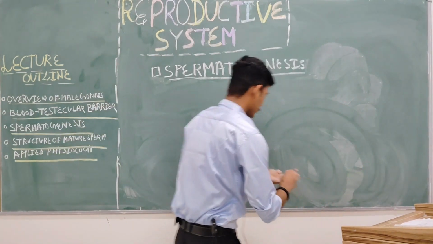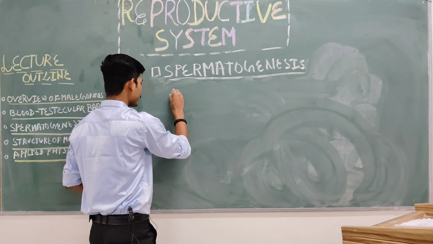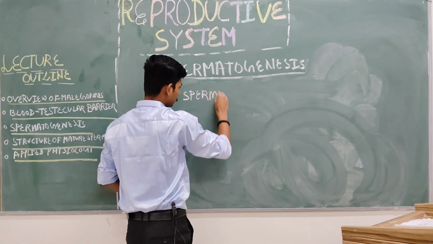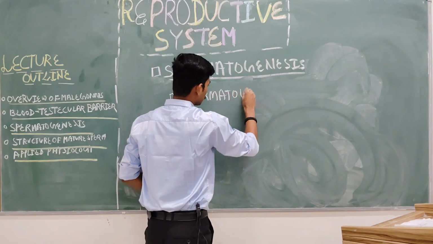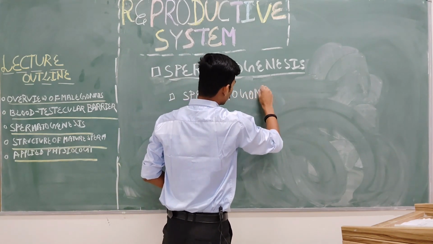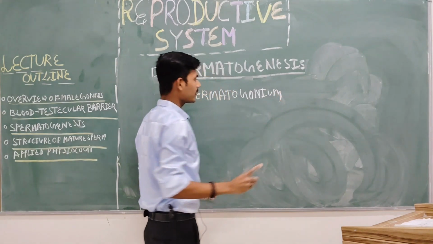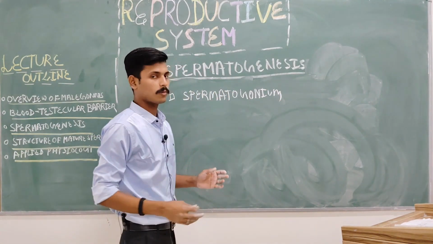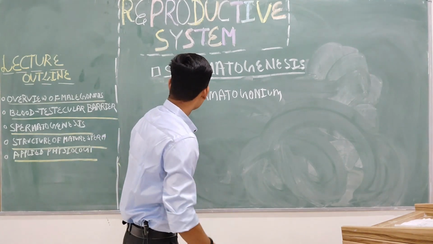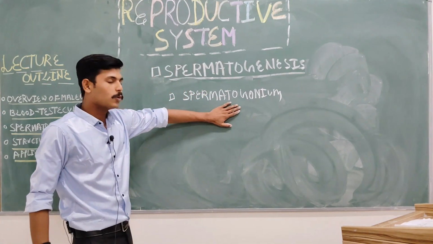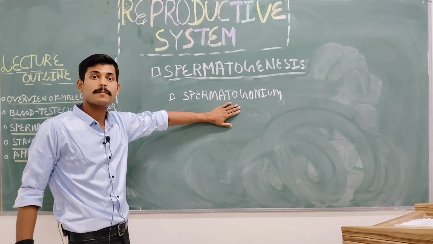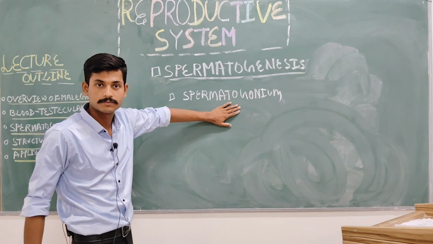So first, your question is, what is spermatogonia? The singular is called spermatogonium, and the plural is called spermatogonia. Now, this spermatogonia is the precursor for the sperm.